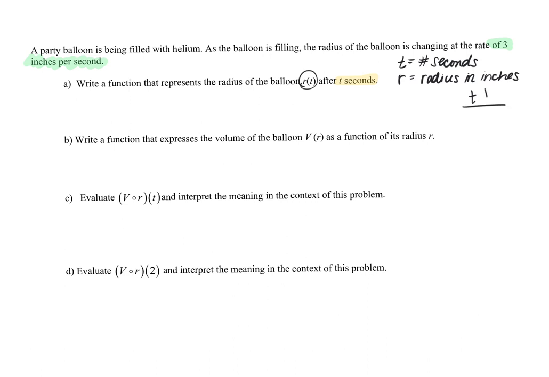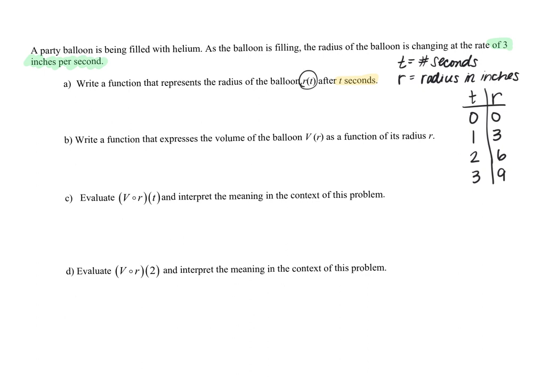So we have time, and then we have the radius of the balloon at any given time. So if the time was 0, the radius is 0. After 1 second, because it says the radius is changing at a rate of 3 inches per second, that means we will have gained 3 inches in 1 second. And then after another second, we'll gain another 3 inches. So 3 plus 3 would be 6. And after another second, we'll gain another 3 inches. So that would be 9.